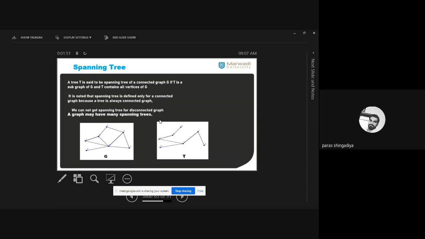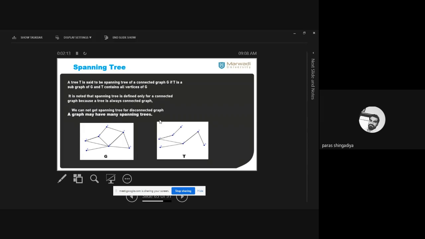For that you have to remove the circuits from this graph, and for removing the circuits, we'll delete the edges. We'll consider all the vertices as they are. We will not remove any single vertex. You have to keep all the vertices as they are, and just remove the edges in such a way that all the vertices should be connected.